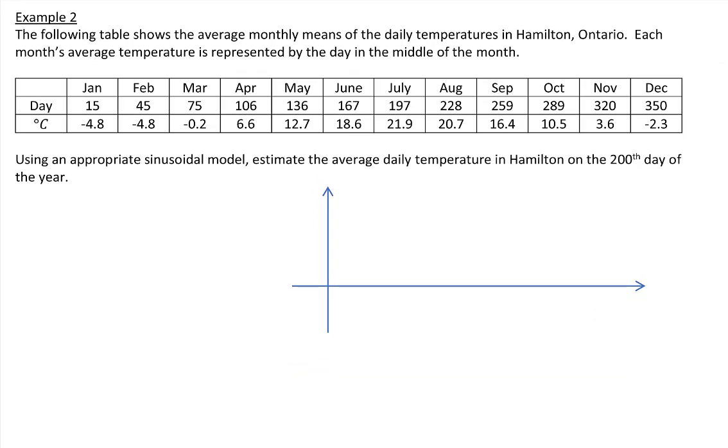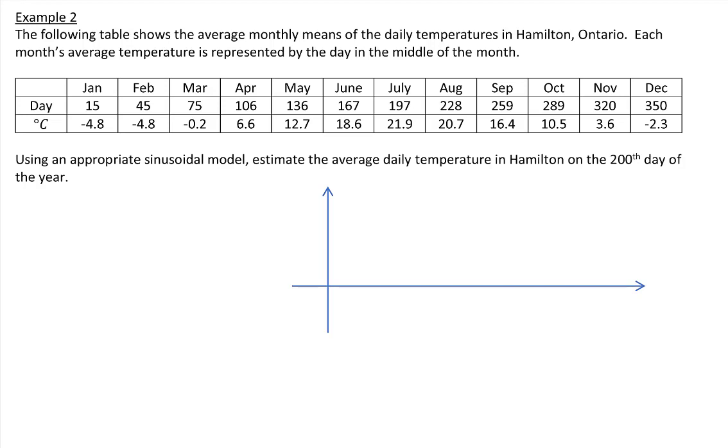So example 2. The following table shows the average monthly means of the daily temperatures in Hamilton, Ontario. Each month's average temperature is represented by the day in the middle of the month. So using an appropriate sinusoidal model, estimate the average daily temperature on the 200th day of the year.